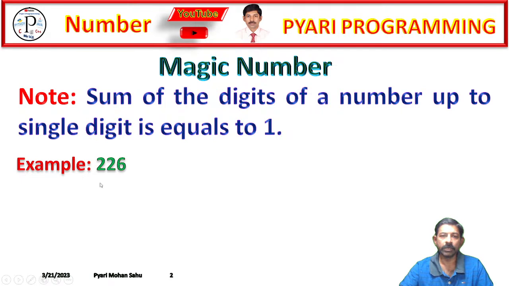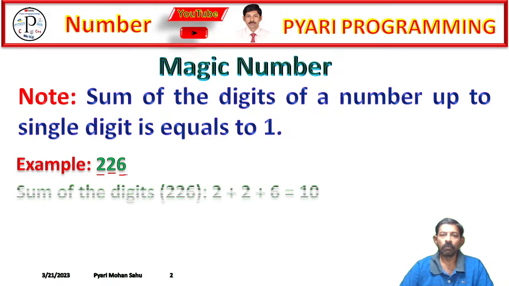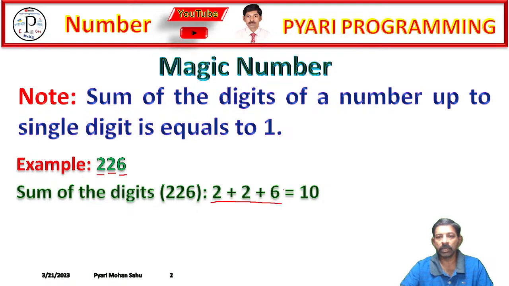Now, these are my digits. We have to know what the digits are. So we have a digit 2, another digit 2, another digit 6. Now, what we need to do is the sum of the digits. So I will add 2 plus 2 plus 6. 6 plus 2 is 8. 8 plus 2 is 10. Now, the sum of the digits we got is 10.